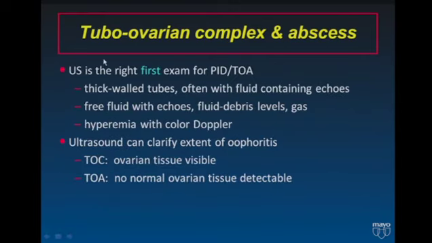So I don't want to be misunderstood when I talk about this. Ultrasound clearly is the right first examination for PID and TOA, because ultrasound will show a lot of characteristic findings in such patients. And ultrasound can clarify the extent of how much inflammation there is. Recognize that TOC, or tubal ovarian complex, refers to when ovarian tissue is still visible, and TOA is used as a term when there's no longer any ovarian tissue that's detectable.